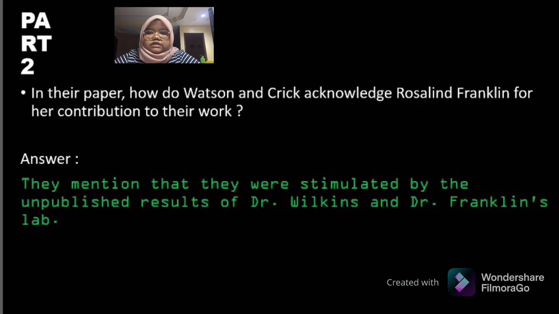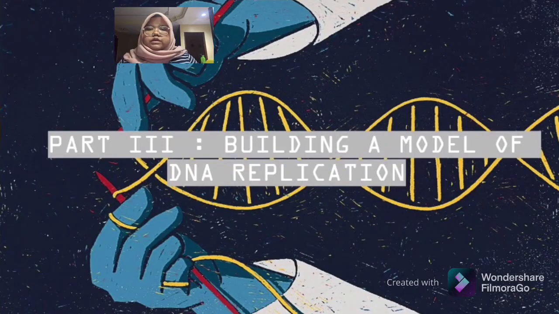For the seventh question, in their paper, how do Watson and Crick acknowledge Rosalind Franklin for the contribution for their work? So the answer is they mentioned that they were stimulated by the unpublished result of Dr. Wilkins and Dr. Franklin's lab. Part 3, building a model of DNA replication.